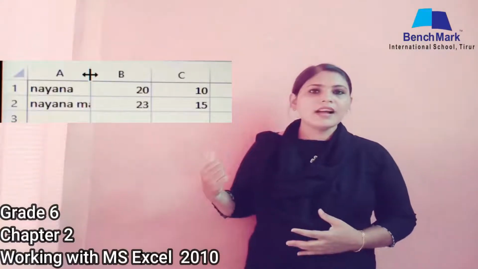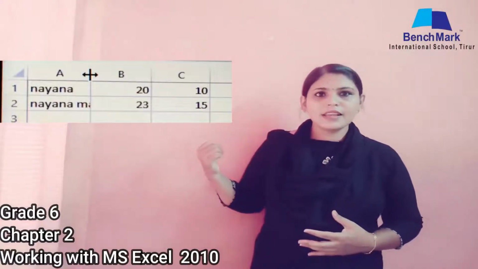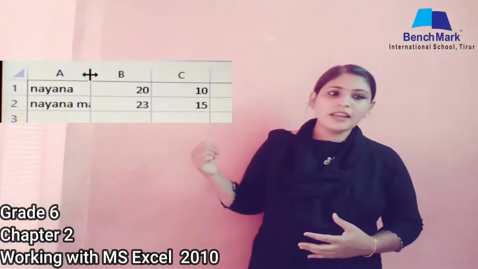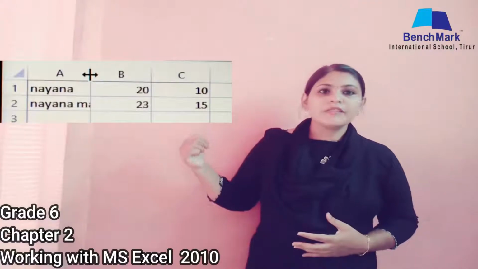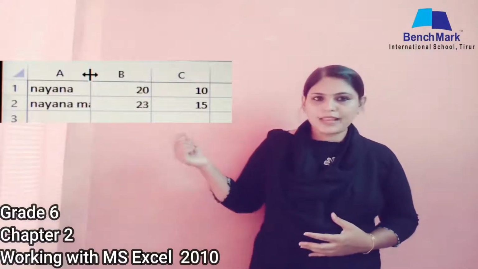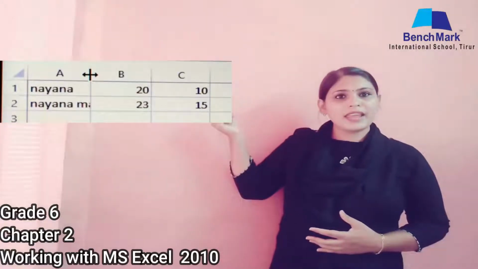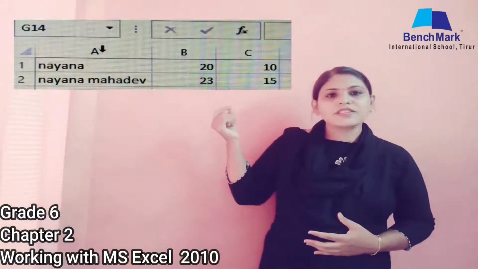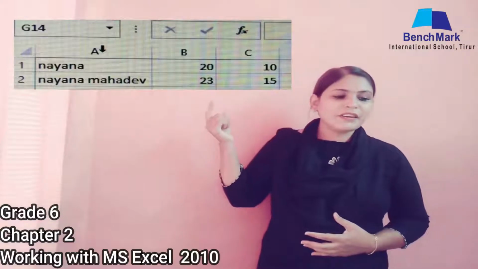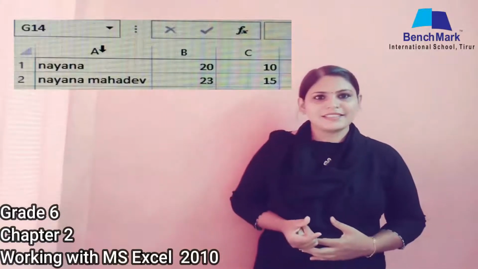So here I have not selected any column, but I am going to change the width of column A. Without selection, I have placed my cursor in between the column headers of A and B. Then just double click. The width of column A has changed.